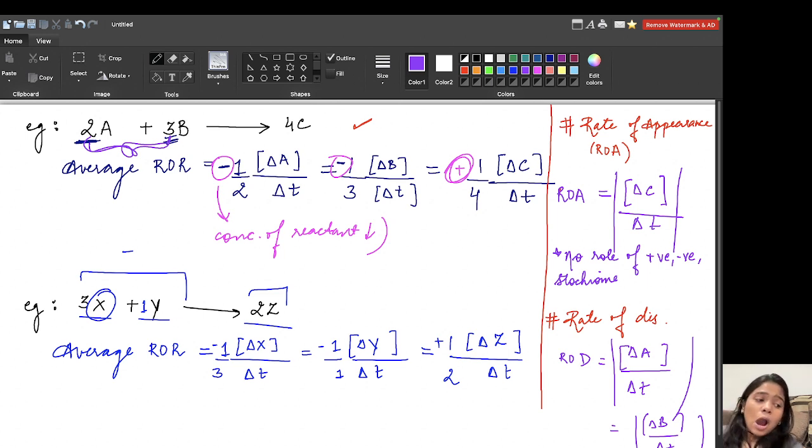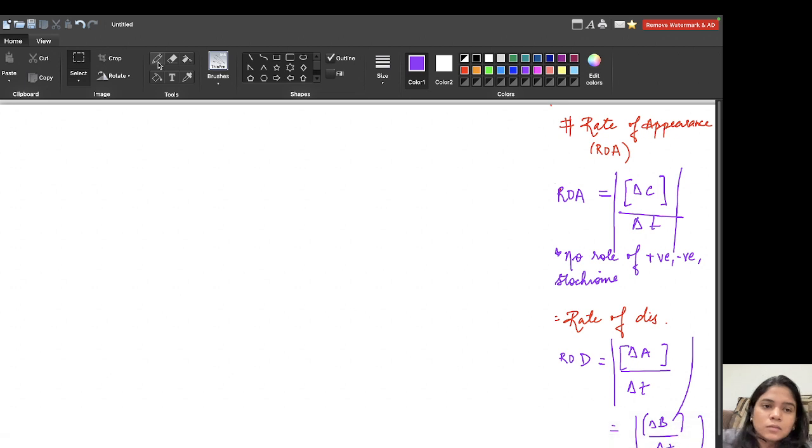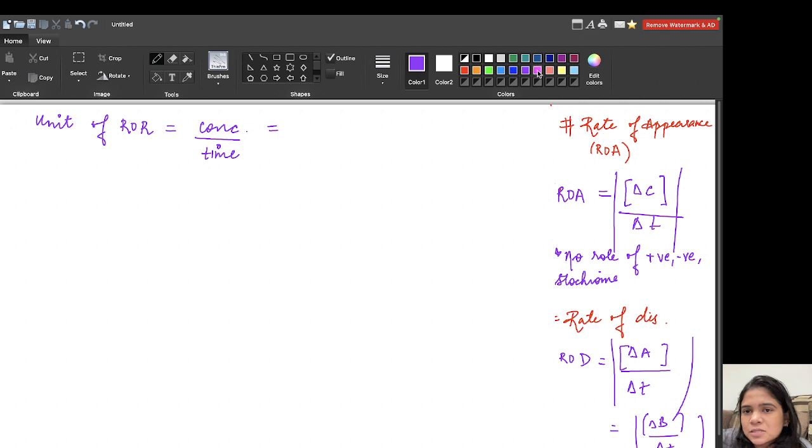Okay. Now, what will be the unit? Major thing. What will be the unit of rate of reaction? What was rate of reaction? Change in concentration per unit time, right? What is concentration? Moles per liter, similar to molarity. So that is moles per liter into your time. Time is measured in seconds.